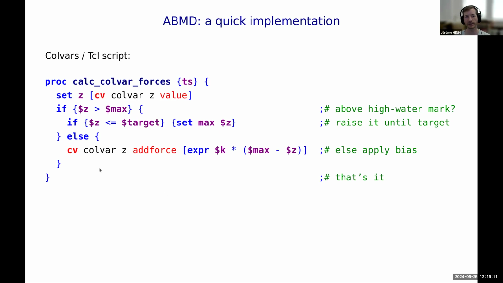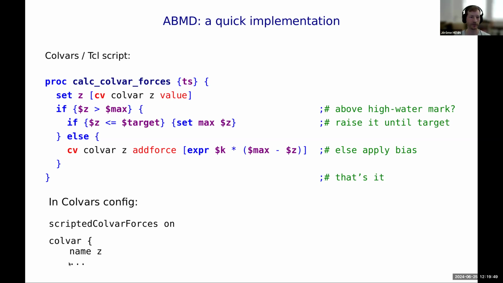So this function here in itself implements a whole new time-dependent, adaptive biasing method. Of course, some of the others are more complicated, but still, this is, I think, an example of how powerful it can be to use this scripting interface. And so in the Colvars config, I just need to add this line, scripted Colvars forces, Colvars forces on. And once I enable this, Colvars will automatically execute this function at every time step to see if it needs to add new forces. And of course, define the variable itself.